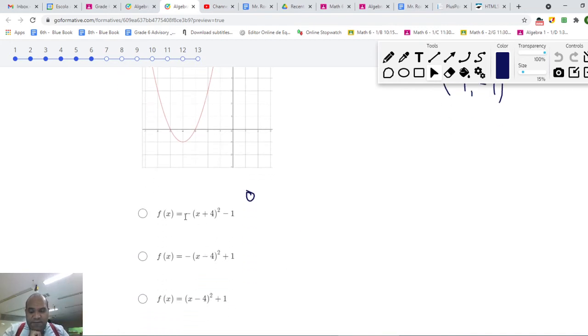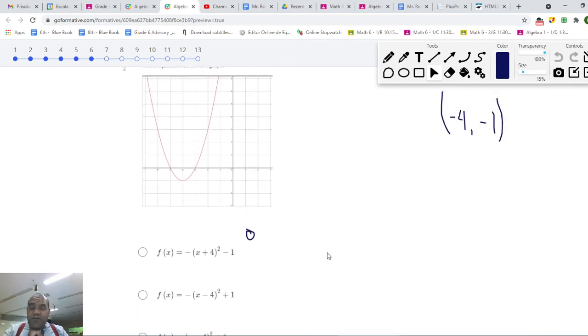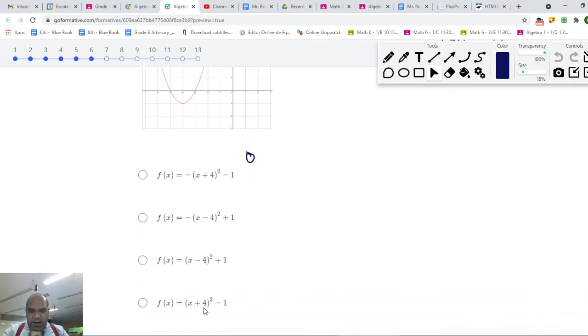It means I don't have a negative. I need something positive. This 2 here is positive. And it's negative 4; the opposite of negative 4 is positive 4. And negative 1. This is my solution. I got it. Great.